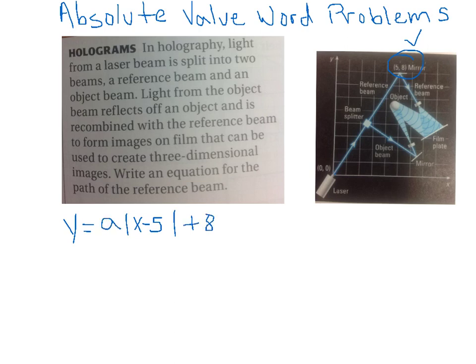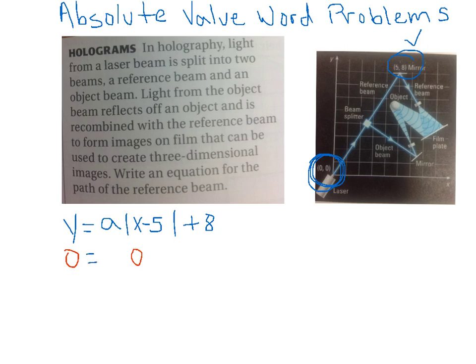We've talked about a couple different ways we can do that. The first one we're going to look at is plugging in a point. Looking at my graph, the only other point I'm given is down here, 0, 0. It tells me that's where my laser starts. So we know the point 0, 0 is also on this absolute value function. If we plug 0, 0 into our function, we should be able to solve for a. So instead of y, we're going to plug in 0. Instead of x, we're going to plug in 0. And then the rest of it's going to be just like it was.